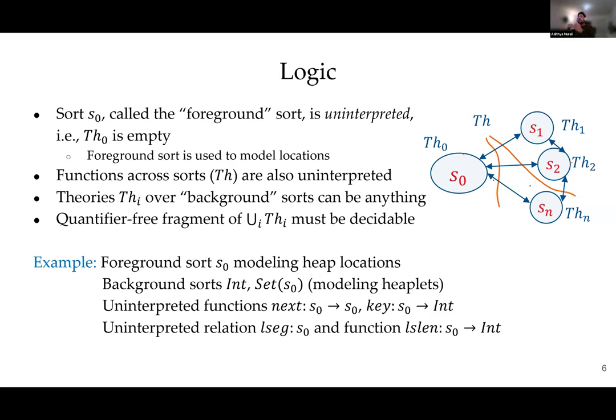Now, the functions that are between various sorts are also uninterpreted. The theories over the background sorts can be anything. So you can have a theory of integers, a theory of sets, theory of reals, whatnot. And then you have this abstract uninterpreted sort of objects, and you state formulas over this logic. Now, the main restriction is that the quantifier-free fragment of the combined theories for the background sorts must actually be decidable. This is very true in practice because we are going to use an SMT solver to solve the quantifier-free formulas that are generated by the instantiation procedure.